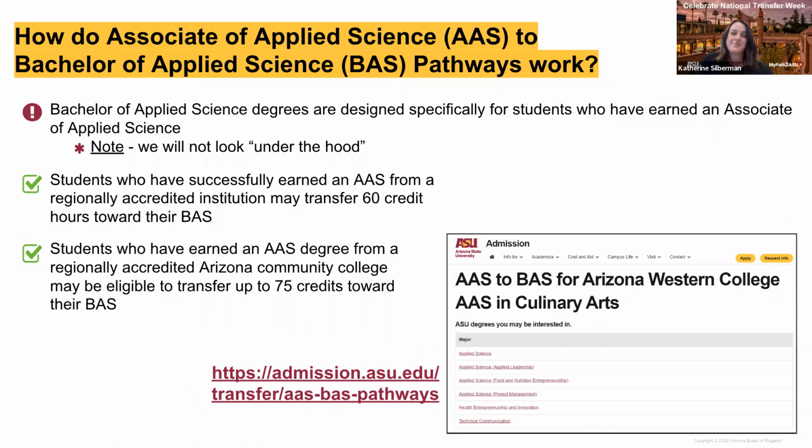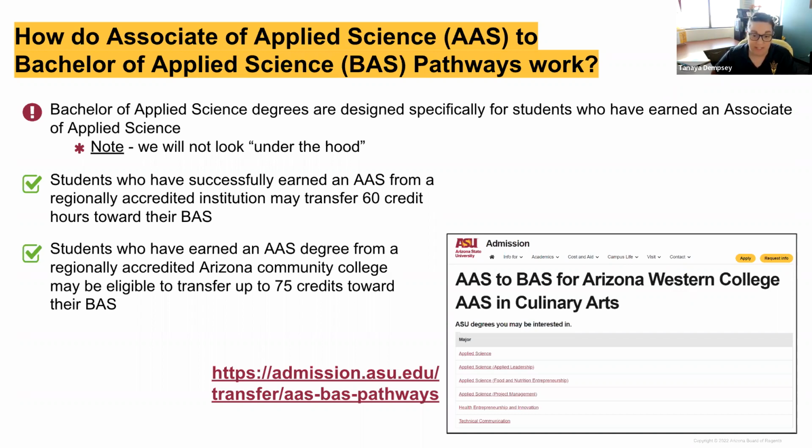Thank you for that. So how do the AAS and BAS pathways work? So we have a lot of clearly defined and understood statewide, but at ASU, we also make it very clear to students some of these factors. So they are designed specifically for students who have completed their associate degree in applied science. So that means that they have to have completed it and then move into a BAS in order to qualify for the benefits that are offered.